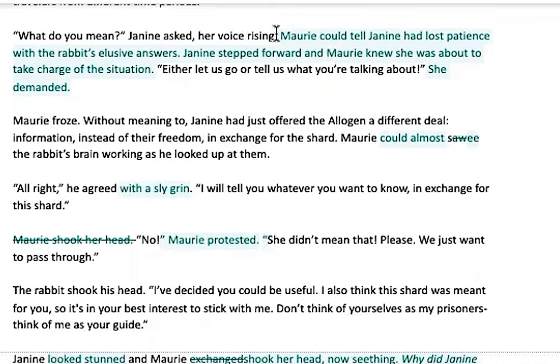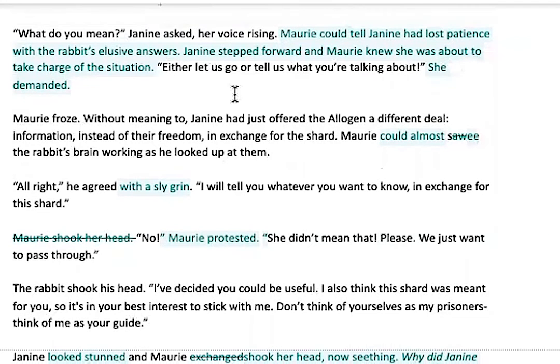So here is where I didn't give enough to show what's happening inside of Mari's head, because remember, it's from her perspective. And so I added some there. Mari could tell Janine had lost patience with the rabbit's elusive answers. Janine stepped forward and Mari knew she was about to take charge of the situation. Either let us go or tell us what you're talking about, she demanded.